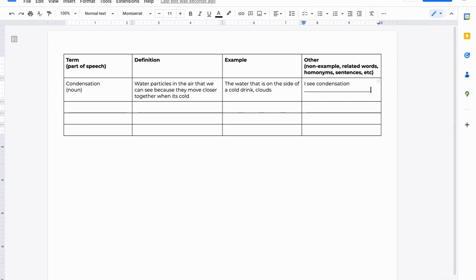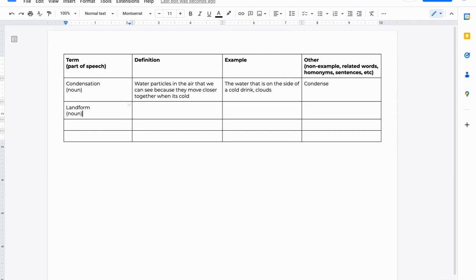I can give them the sentence frame, "I see condensation," and they could say on the side of my glass, in the clouds, when my cup is really cold. They could fill it in any way and then share it with a neighbor, and we can turn this into a speaking activity. That might not work for your students, and that's totally okay. So maybe it would look something like this. Maybe at some time during your conversation, a student said, hey, this looks like the word condense, and you could talk about the relationship between the word condense and condensation.